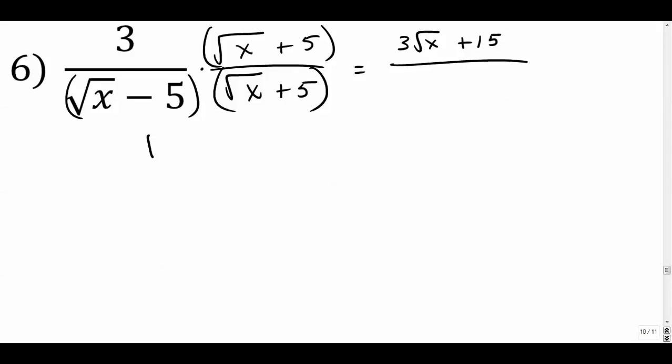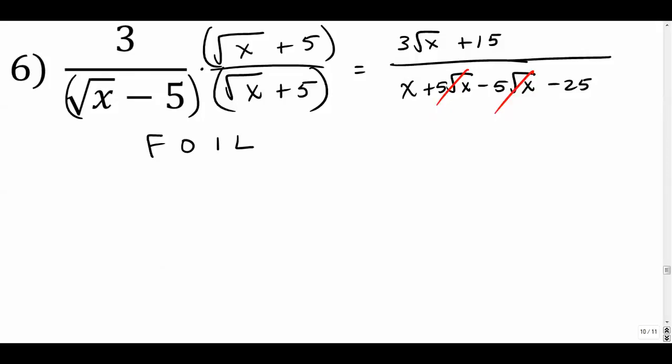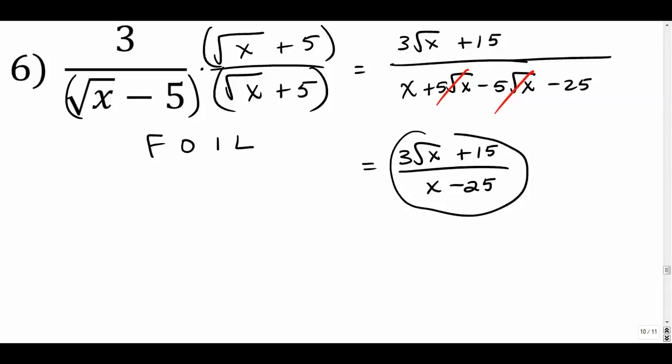And here I'm going to FOIL. So I go first times first, I get x. I go outside, which is positive 5 radical x, inside, negative 5 radical x, and last, which is negative 25. And the whole point of this rationalization is to get rid of those terms. So I get 3 radical x plus 15 divided by x minus 25. And that's it.